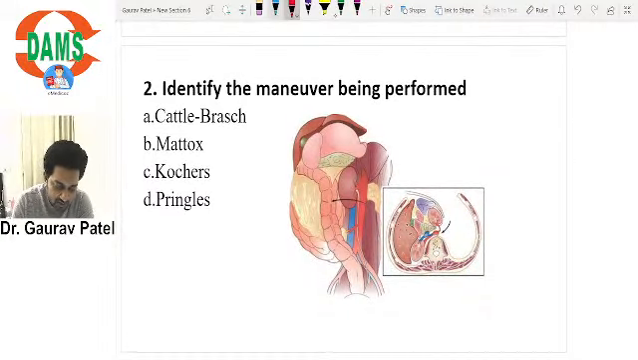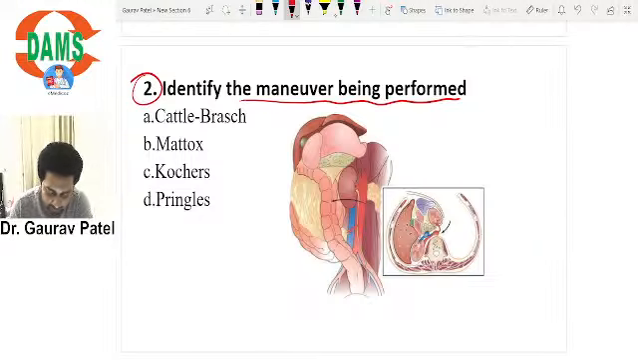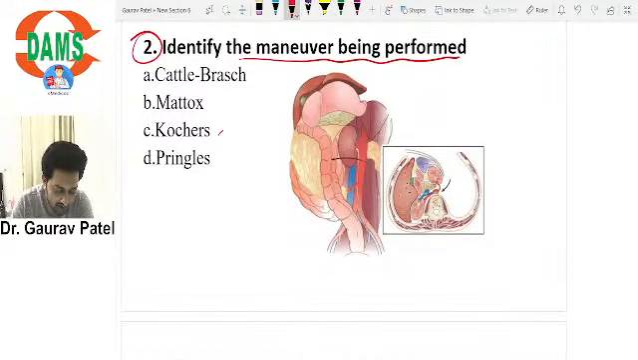Next question. Question number 2. Identify the maneuver being performed in this picture. Can you see this picture? What is Kattle-Braasch maneuver? What is Mattox? What is Kocher's? What is Pringle's? Let's start with Pringle's.